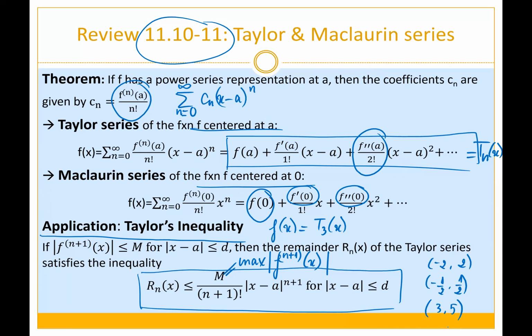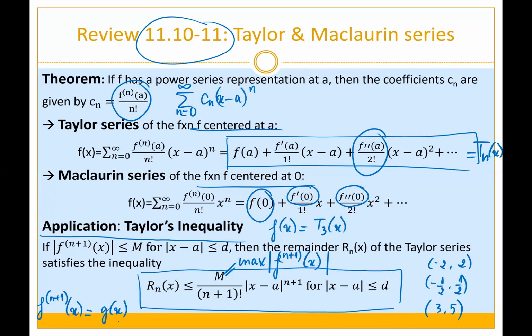And you're going to find the maximum value of the n plus 1 derivative. Basically, the n plus 1 derivative is just a function, and you already know how to find that maximum in Math 140, right? You use the first derivative. So say the n plus 1 derivative of x is a function g(x). You can take g prime of x and find the maximum of that.